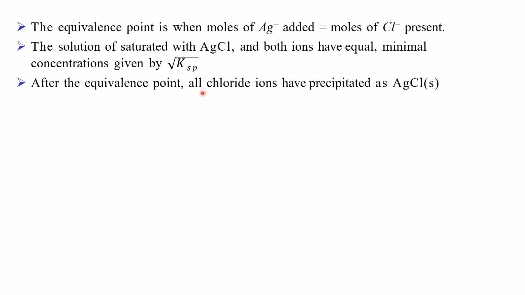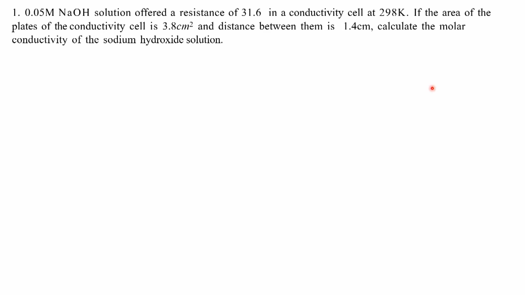So after the equivalence point, all chloride ions have precipitated as AgCl, right. So if we keep on adding AgNO3, we get some change because of the presence of excess Ag+ and NO3-. Now we discuss a few problems.